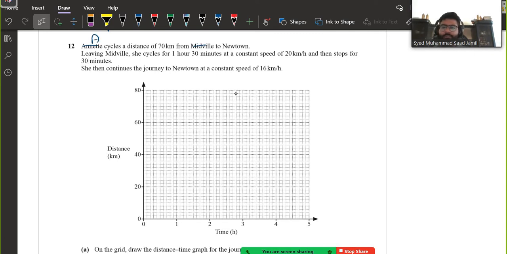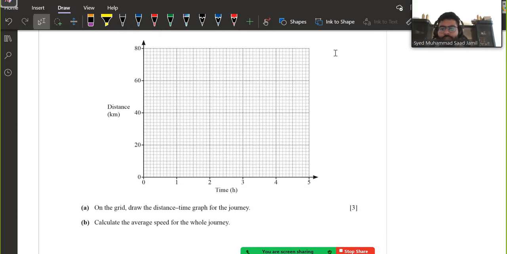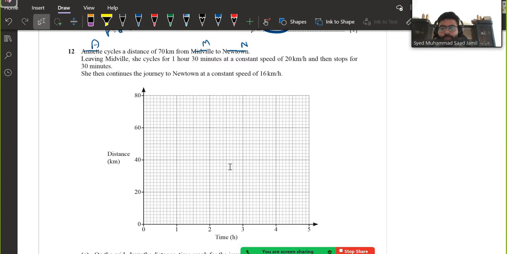Just write from M, just write N. So this will make your life way easier. It says A cycles the distance of 70 kilometers from M to N. Okay, so she is cycling 70 kilometers from M to N.